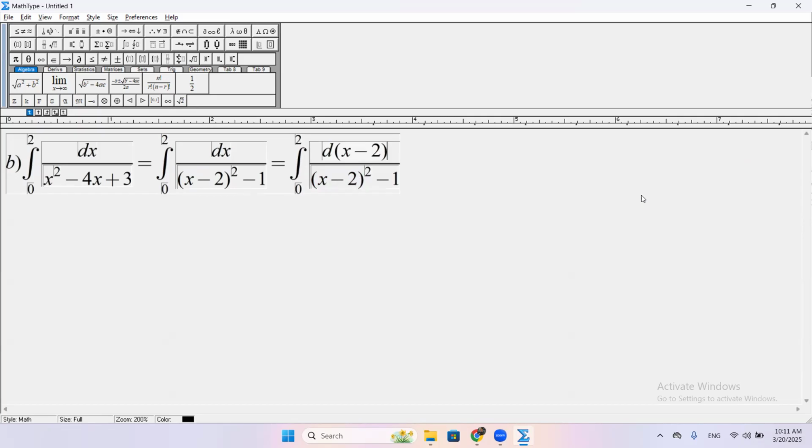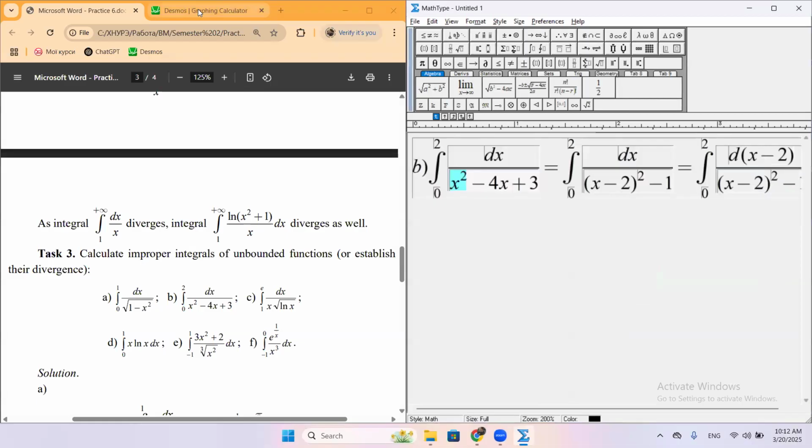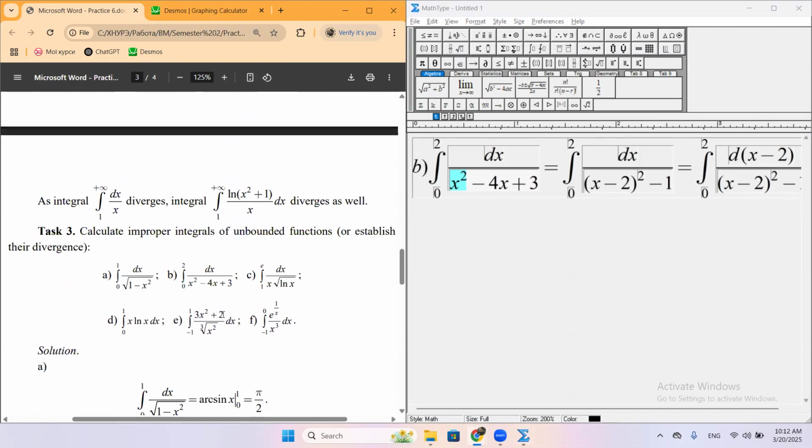And as we can see, the singularity points, which point? By the way, why is it an improper integral? 4 minus 4 plus 3. I don't know why it's an improper integral, by the way. It doesn't seem to be improper. Or maybe the antiderivative of it can be improper.